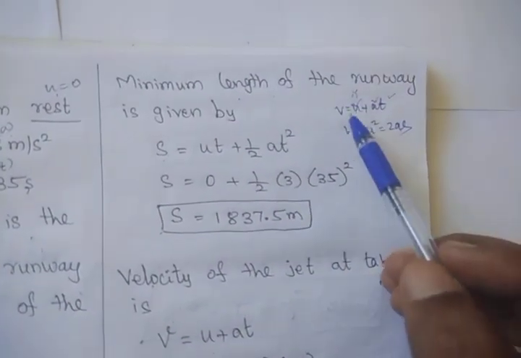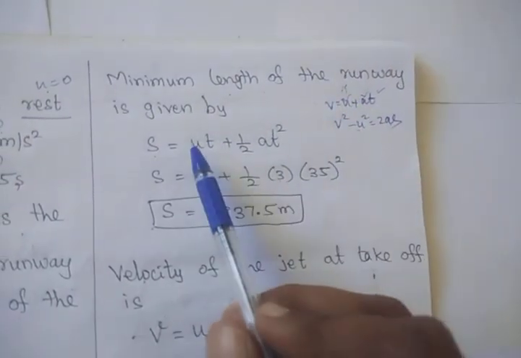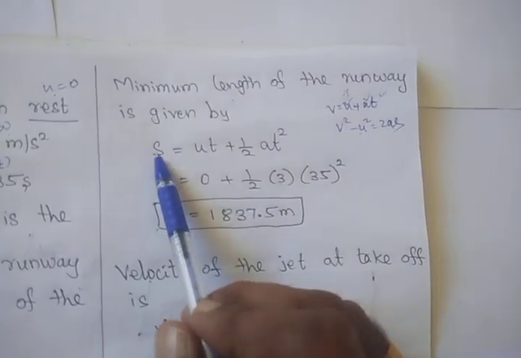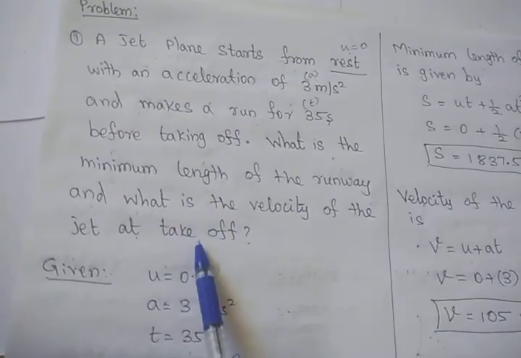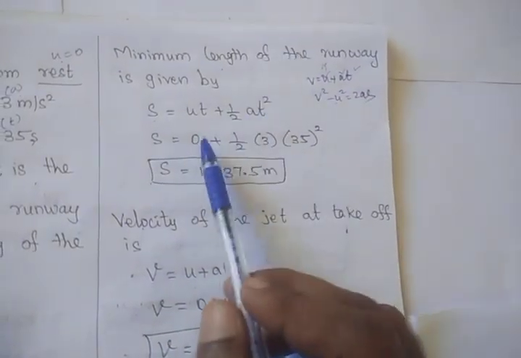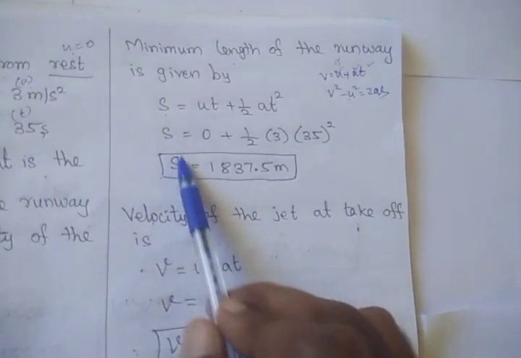We are able to arrive at the velocity, v equals u plus at. We know all these values, so we are able to find the displacement. That is what they are asking: what is the length and velocity? So s is equal to ut plus half at square. Substitute u is equal to 0, half, a value 3 and t value 35. You find the length.